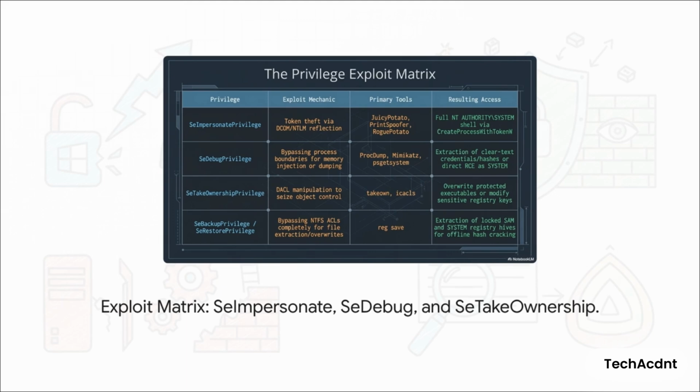Look at, say, impersonate privilege. It's meant to allow services to impersonate clients. But it is routinely weaponized for full system shell access using token theft via DCOM or NTLM reflection. Or, say, debug privilege, which allows you to bypass process boundaries entirely for memory injection.